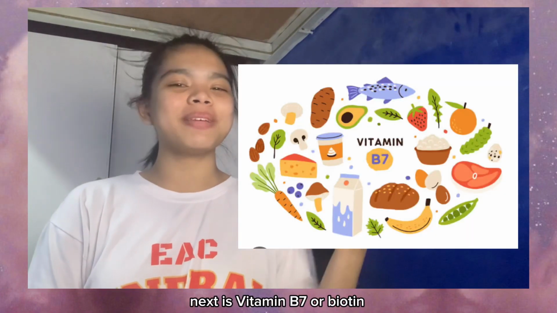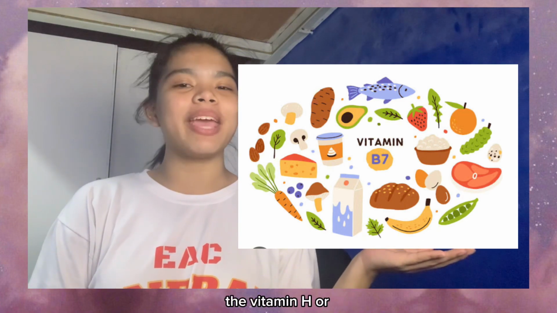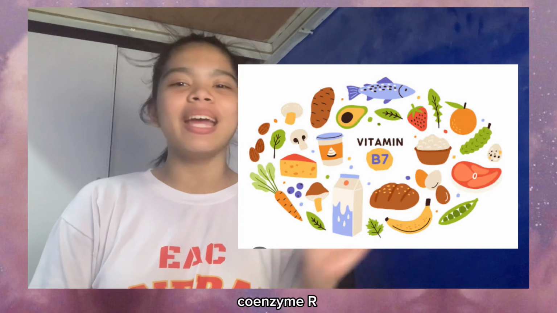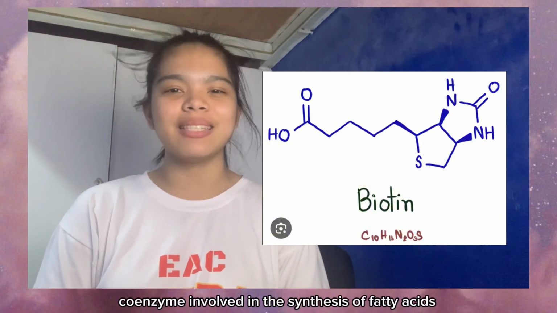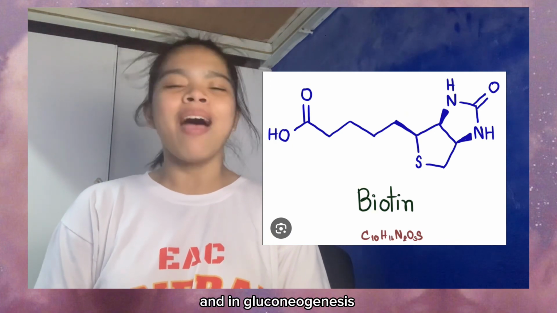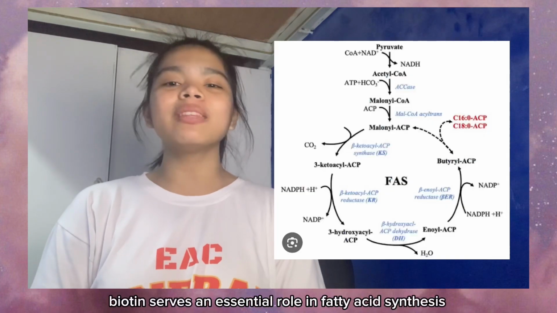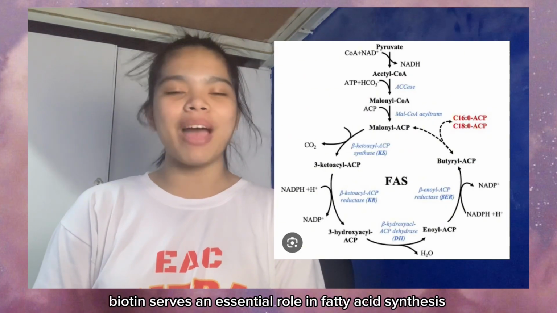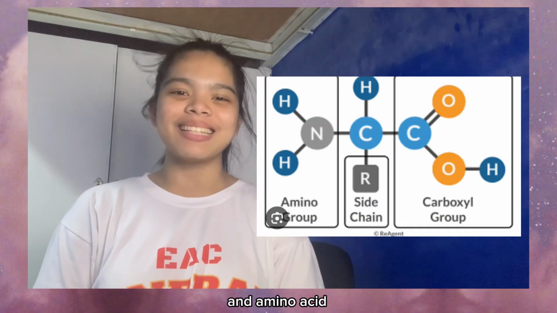Next is vitamin B7, or biotin, also known as vitamin H or coenzyme R. It is a coenzyme involved in the synthesis of fatty acids, isoleucine and valine, and in gluconeogenesis. Vitamin B7 is important. For instance, biotin serves an essential role in fatty acid synthesis, glucose formation, and amino acid metabolism.